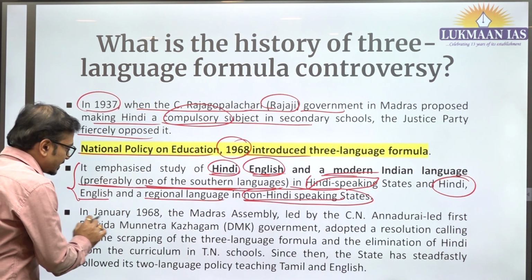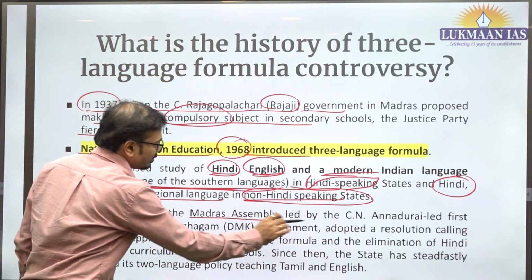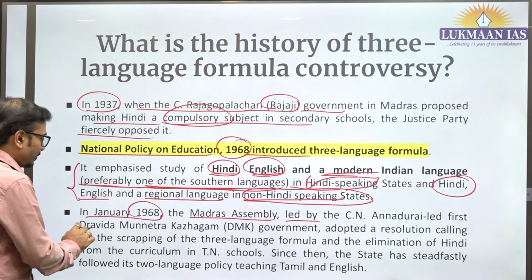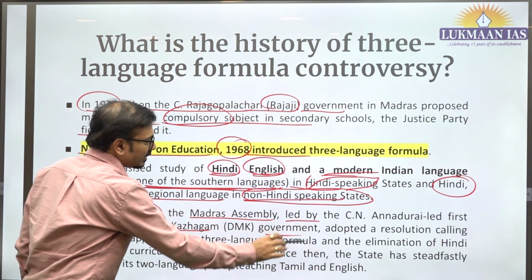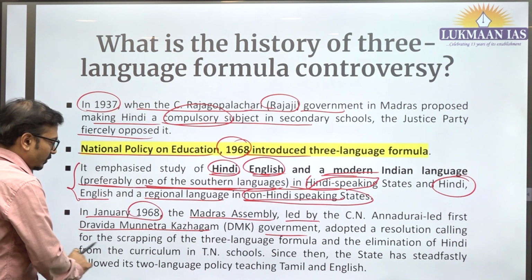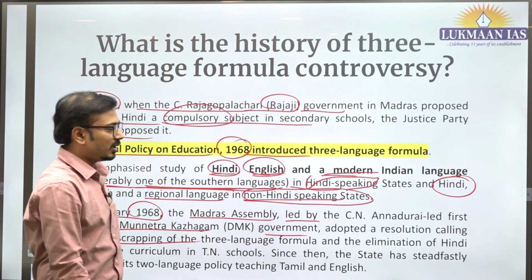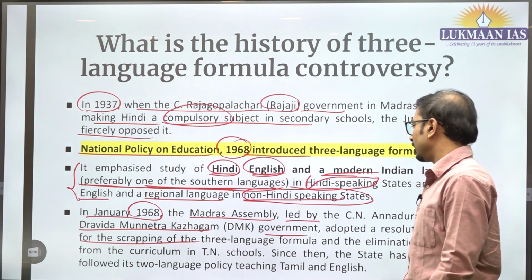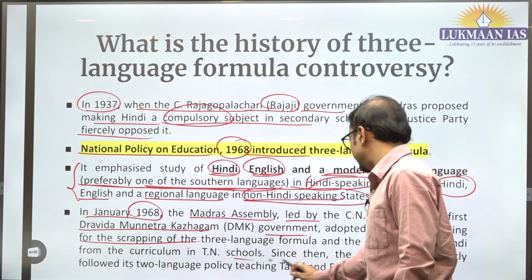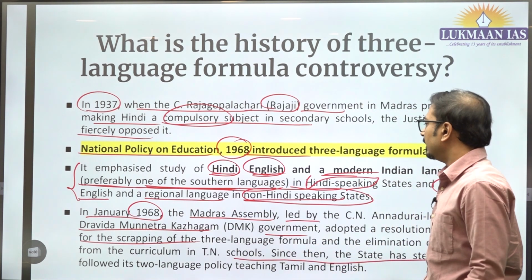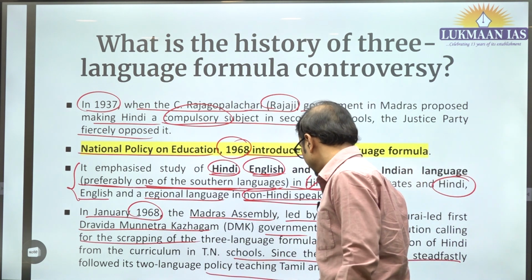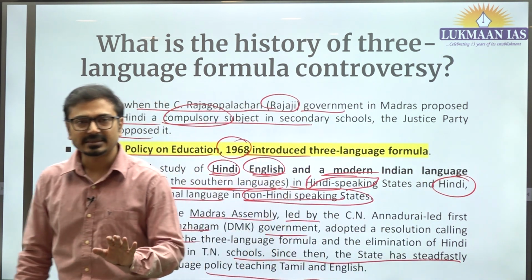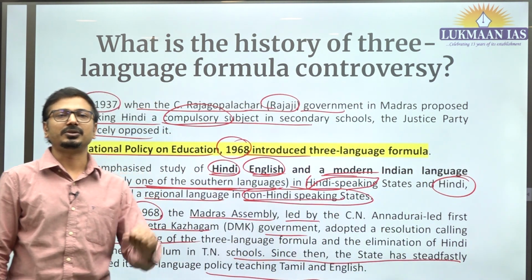In January 1968, the Madras Assembly, led by C.N. Annadurai's first DMK government, adopted a resolution calling for scrapping of this three language formula and elimination of Hindi as a compulsion from the curriculum in Tamil Nadu schools. Since then, the state has followed a two language policy, teaching Tamil and English. Now, this is the history behind this controversy.